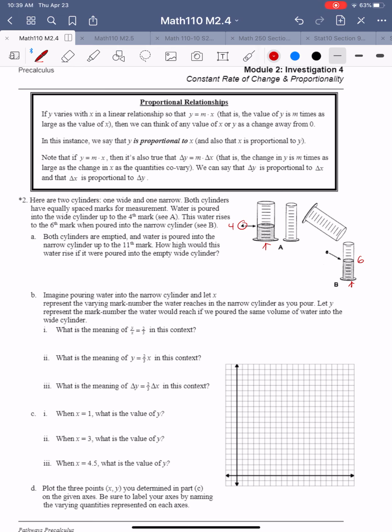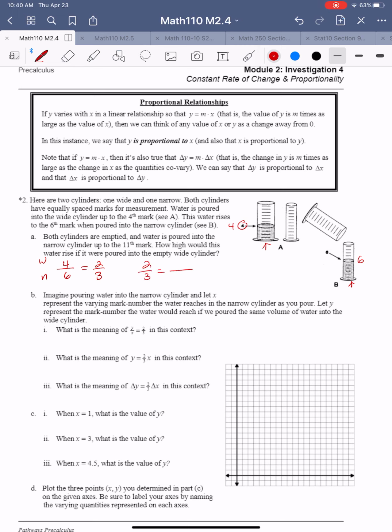So if you're just looking at the mark number for the wider and narrow one, the ratio is going to be 4/6, which is the same as 2/3. That's the ratio of the mark number from the wider cylinder and the narrower cylinder. Now A, both cylinders are emptied and the water is poured into the narrow cylinder up to 11 marks. How high would it rise if it were poured into the empty wider cylinder? So the ratio is going to be 2/3.